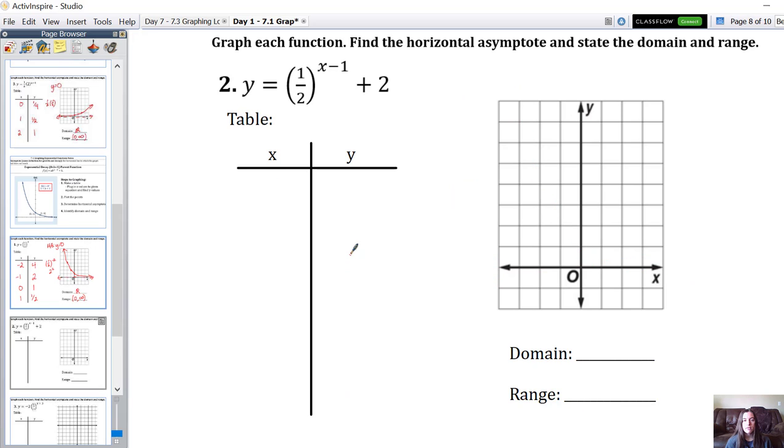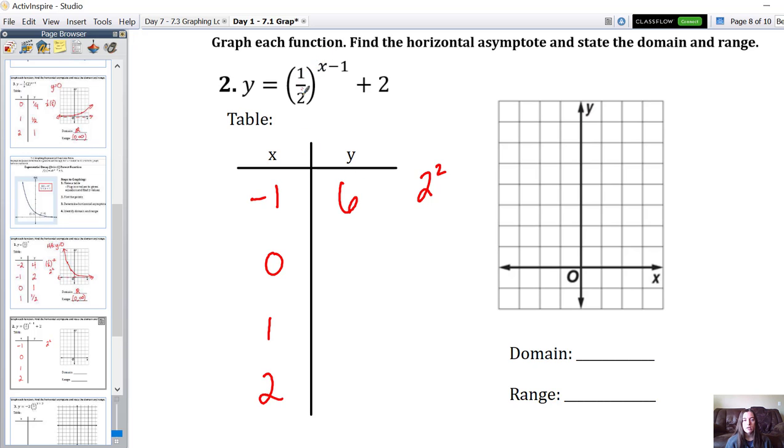Y equals 1/2 to the x minus 1, plus 2. I'm going to use x values of -1, 0, 1, and 2. If I substitute -1, we have -1 minus 1, which is -2. So now we have 1/2 to the -2, which is 2 squared, which is 4. 4 plus 2 is 6.